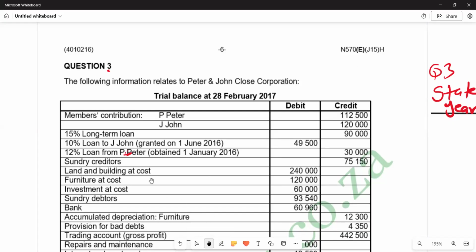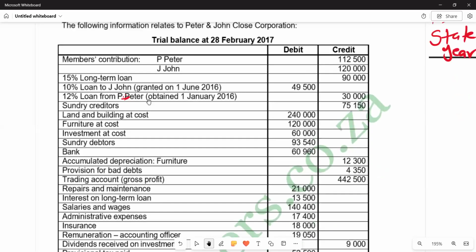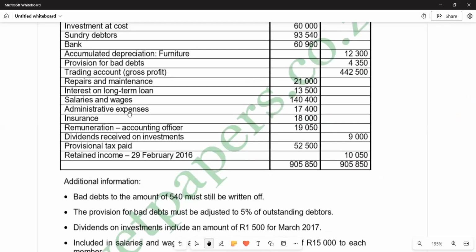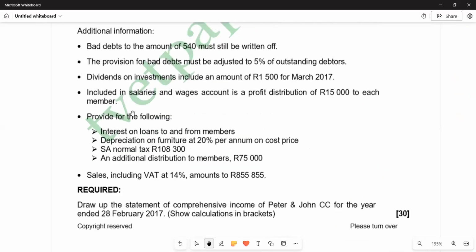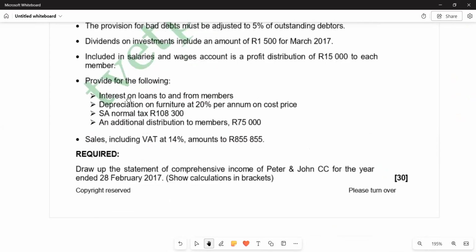Going down, you'll see that we've got a continuation of the question. Beneath that, we're given additional information, which you also have to go through before you start to answer the question. The required part reads: draw up the statement of comprehensive income of Peter and John Cross Corporation for the year ended 28 February 2017. Then show calculations in brackets, which is the instruction we are given and is very important. You have to show your calculations in brackets so that you gain more marks.